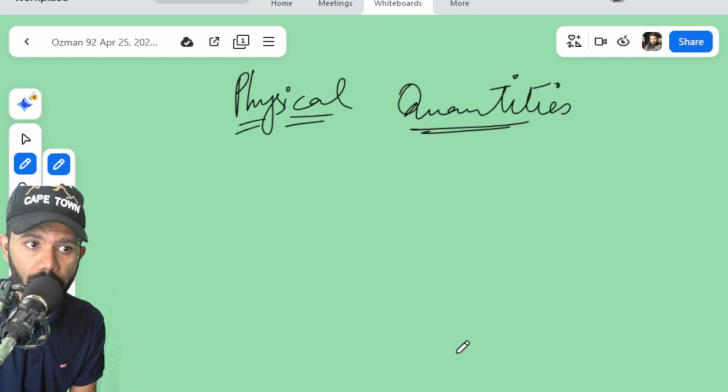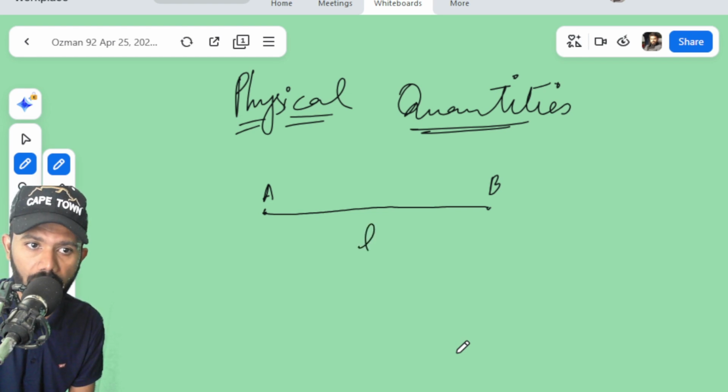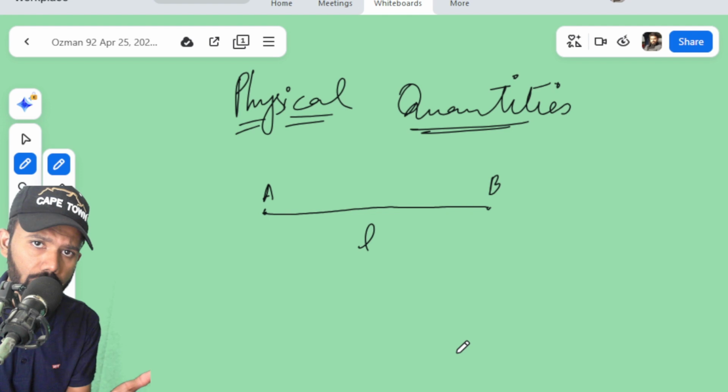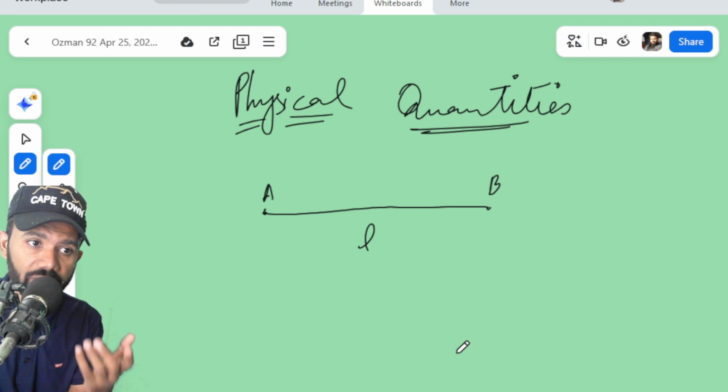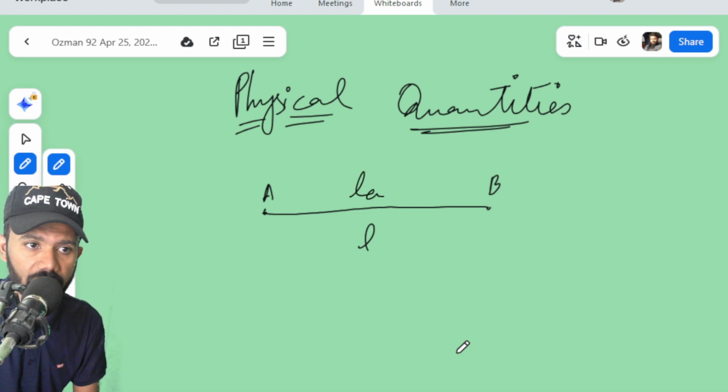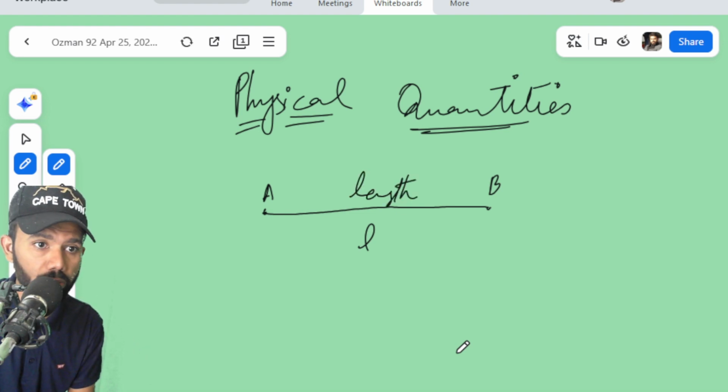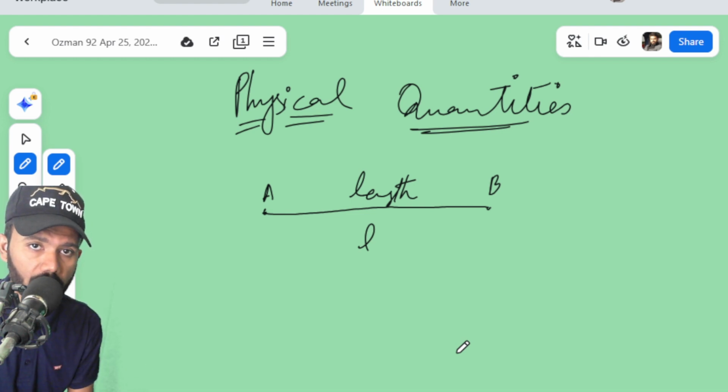For example, somebody asks you the length between 2 points. For example, we have a point A and a point B, and somebody asks you about the length from A to B, right? Of course you can measure the length between these 2 points with the help of a scale. So definitely this length is a measurable quantity.